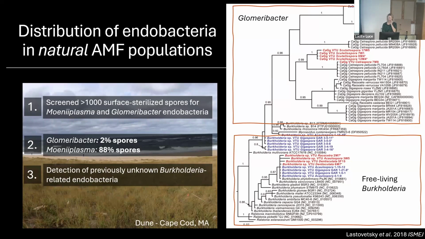This can be seen from this tree. On this tree, the sequences highlighted in red and blue are sequences that we amplified from the spores. You can see that some of them group within the known Glomeribacter clade, whereas other ones instead group with free-living Burkholderia. So we concluded that it's possible that a third, novel, previously uncharacterized type of endosymbiont could live inside these AMF spores.